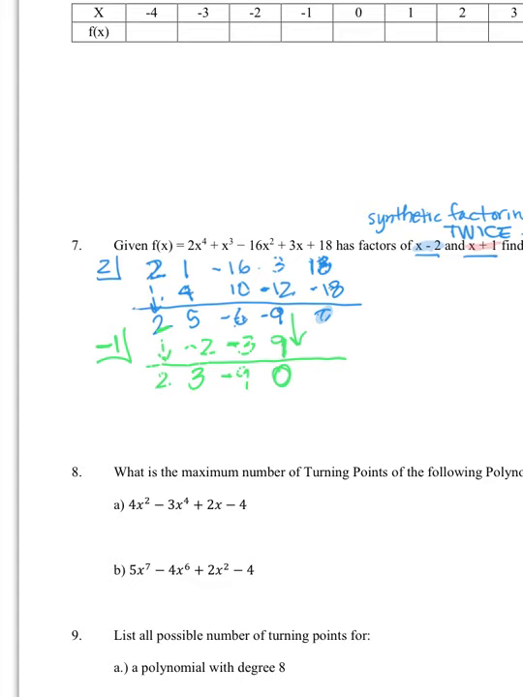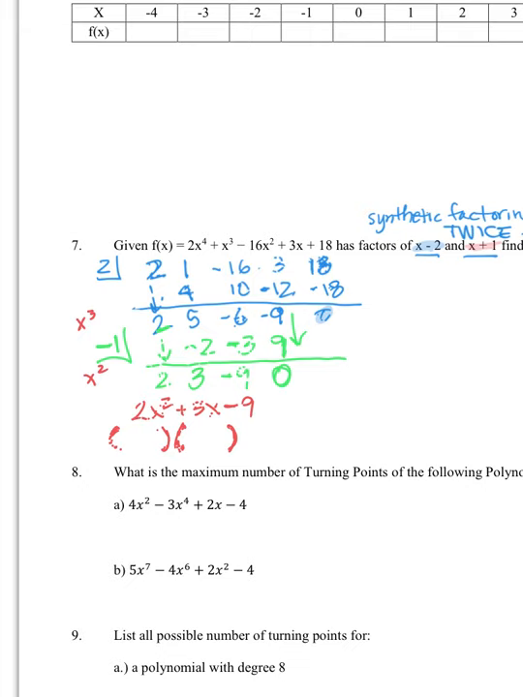Now, let's go down one more degree, because we know that this one was an x cubed. The next one down is going to be an x squared. So that 2, the 3, and the negative 9 become our coefficients for the x squared. So we're going to have to factor this. What do we need to do? Remember, it's a quadratic, so we're going to have the 2 binomials. 2x squared plus 3x minus 9.